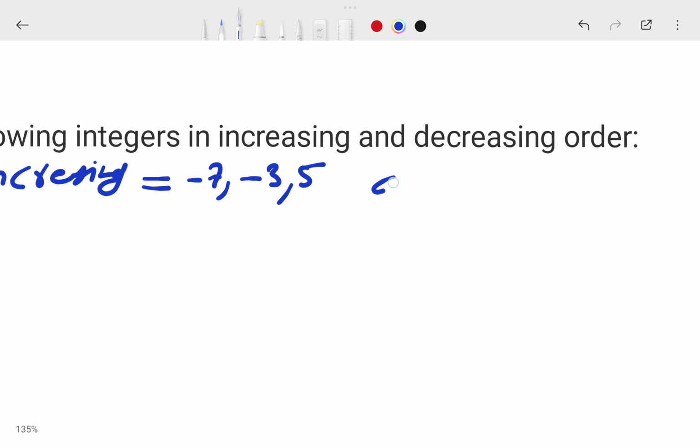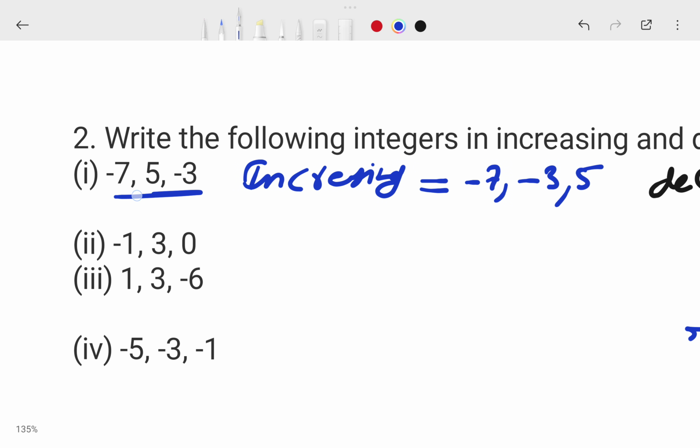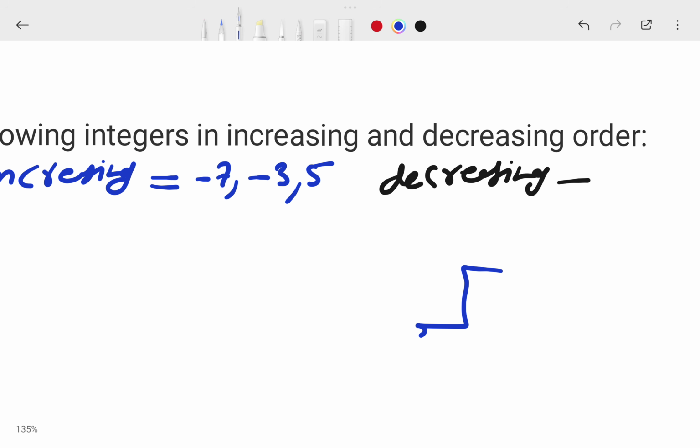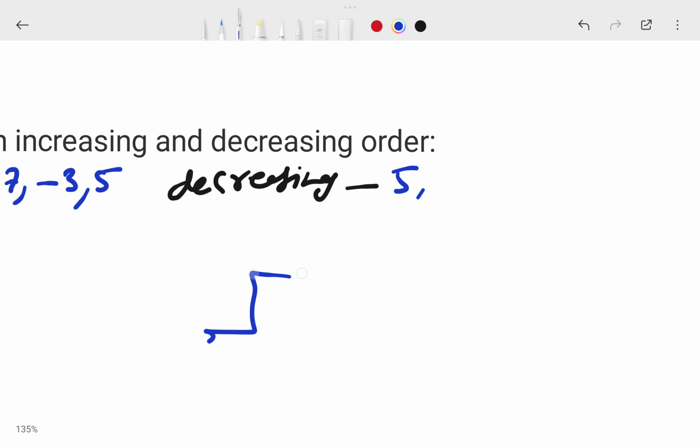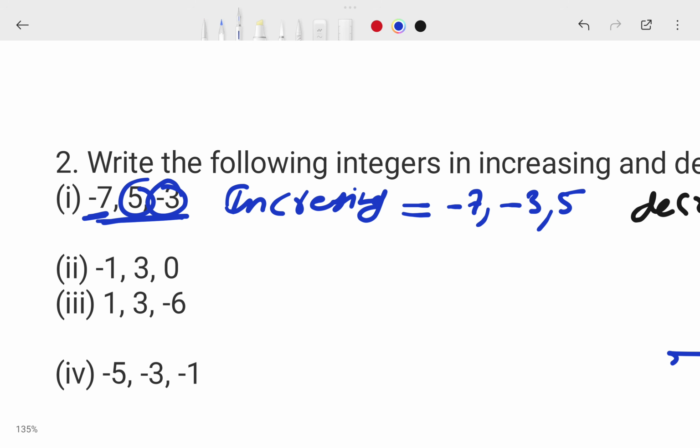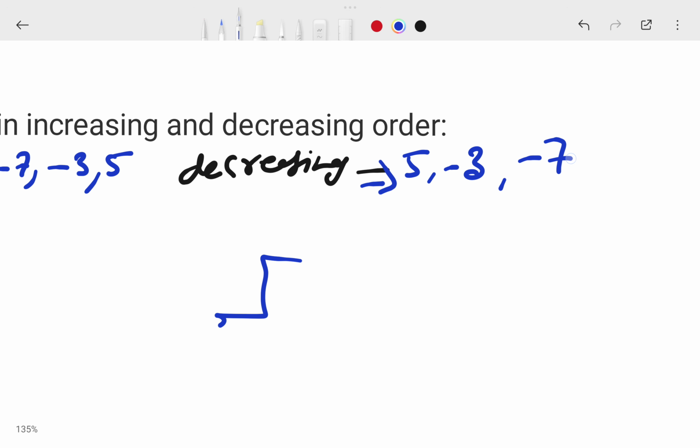Now let's write this in the decreasing order. Decreasing order means simply we have to write the greatest number first, then the smaller, then the smaller. In this one, which is the greatest? 5 is greatest, so write the 5 first of all. After that, minus 7 or minus 3, which is greater? Of course minus 3 is greater. With negatives, always remember the number which looks smaller is the greater one. So after that comes minus 7.